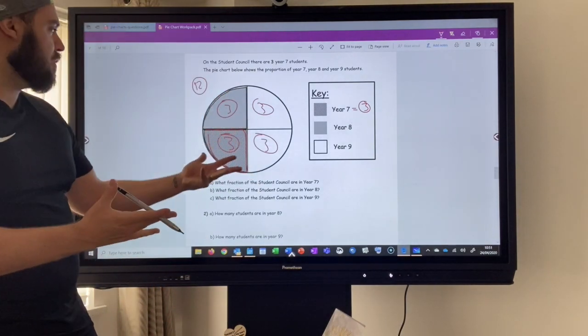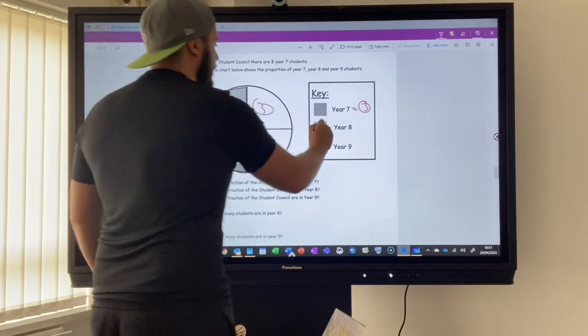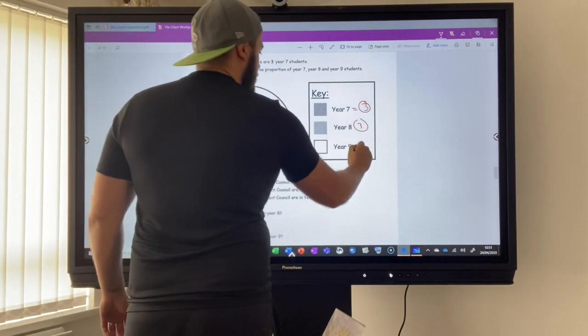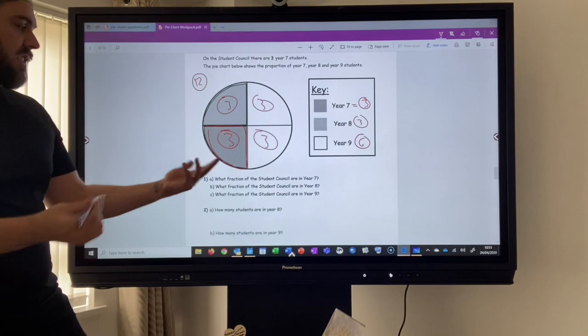We could work out the rest of them if we wanted to. We go year 8, well there must be 3, we know that. Year 9, there's 2 of these, it must be 6. Alright. What fractions? We can do the fractions if we want.